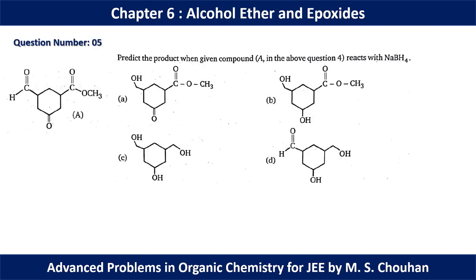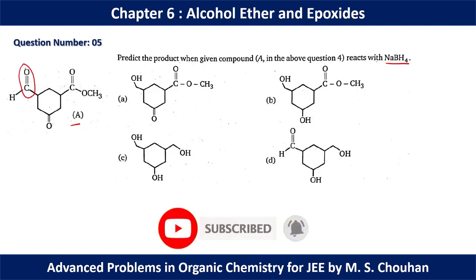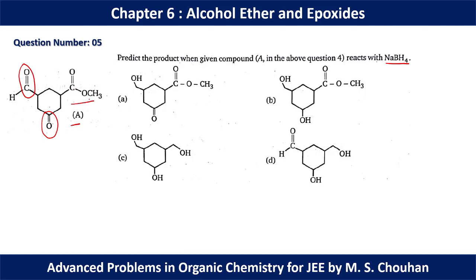In question number 5, we have to reduce the same molecule A but using sodium borohydride. Sodium borohydride is a weak reducing agent. It can reduce aldehyde and ketone, but it cannot reduce ester. So in this case, this aldehyde will be reduced, it will give alcohol. This ketone will be reduced, it will give alcohol again, but this ester cannot be reduced by sodium borohydride. So for question number 5, option B will be the correct option.